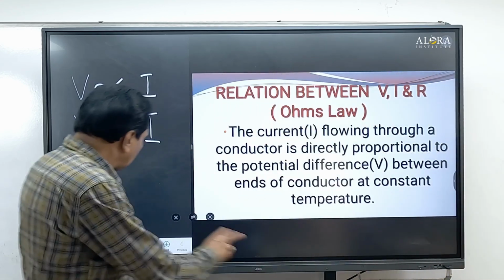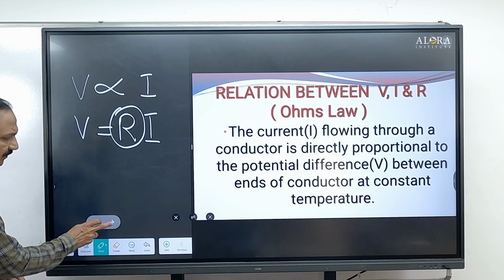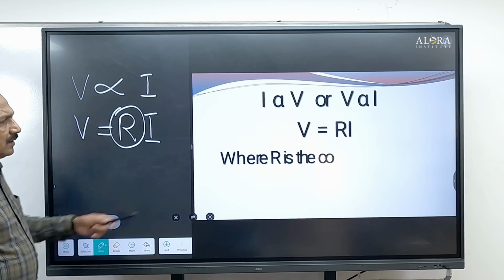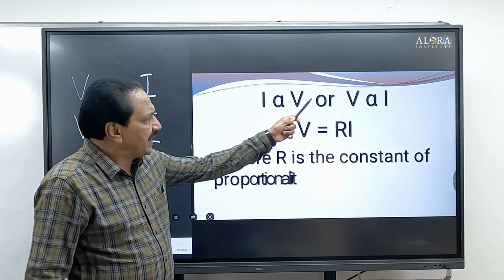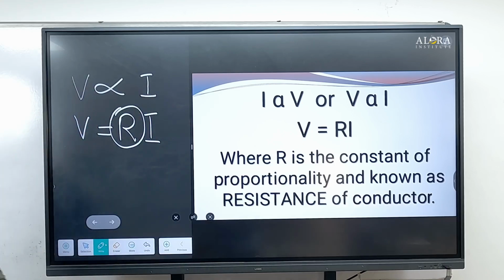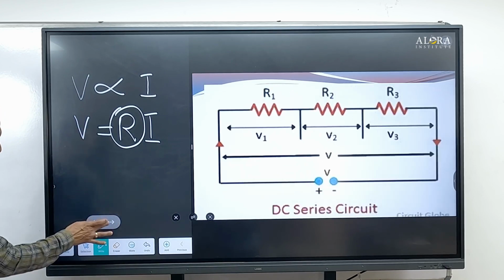All right? Let's go for the mathematical relation here. I is proportional to V, or V is proportional to I. That's V equals R I, where R is the constant of proportionality, known as the resistance of the conductor. That I already explained to you.